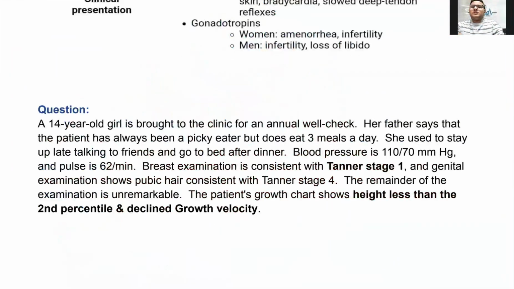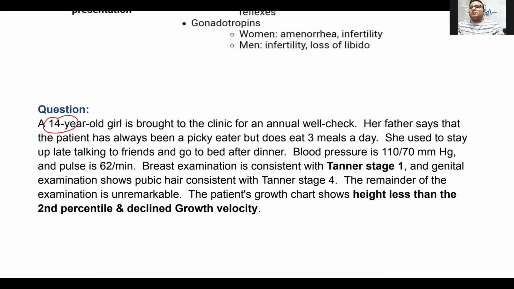So this is a 15-year-old girl who has been brought for her annual checkup. She says the patient has always been a picky eater and eats 3 meals a day. She used to stay up late talking to friends and go to bed after dinner. Blood pressure is 110/70, which is fine, and pulse is fine.